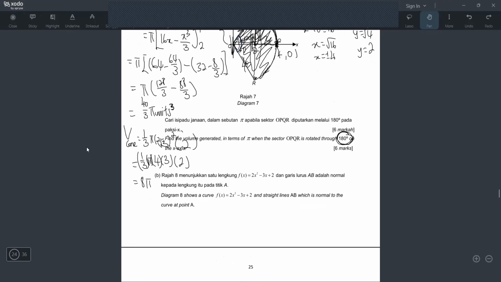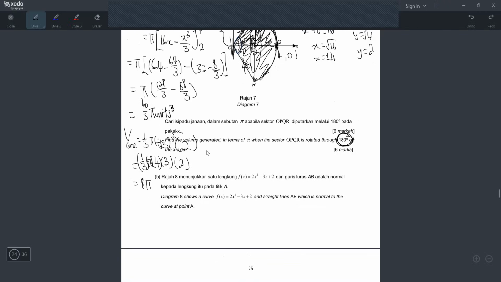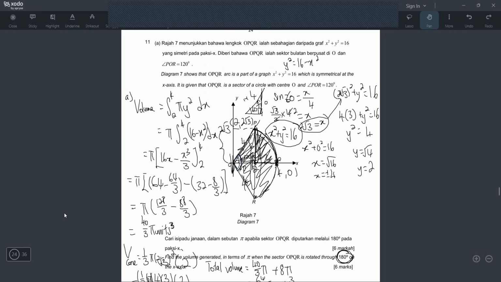So finally, we can find our total volume. The total volume is 40 over 3 pi, which is the curve, plus the cone, which is 8 pi. Okay, so now we press this and then we get the answer. The calculator gives me 64 over 3 pi. And don't forget to write units cubed, because this is volume. So this is how you get 6 marks. Hope you understand. All right.